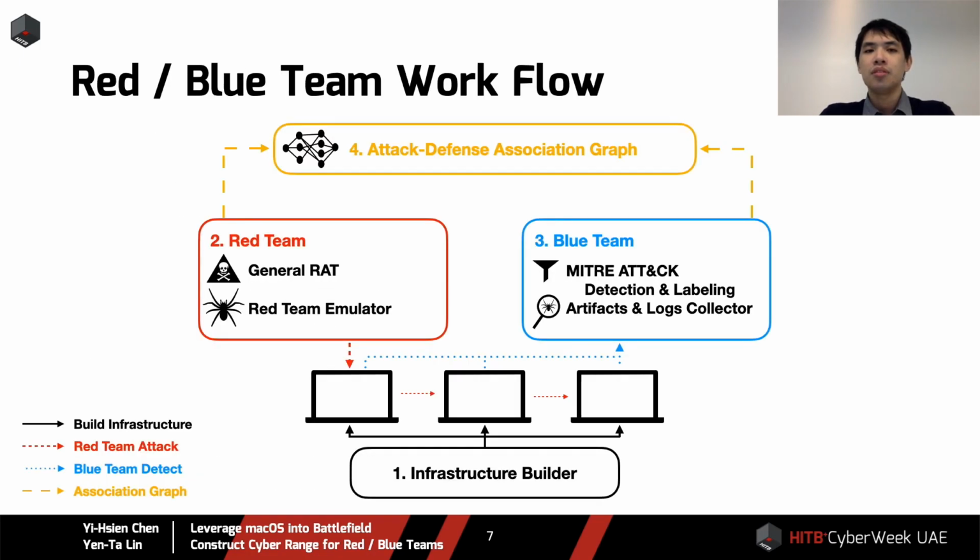Here is the red-blue team workflow we propose. There are four steps. First of all, we have to build an environment with one or more macOS devices. It can be real machines or virtual machines. Then, the red team can attack with our red team emulation tool or any general red team tool. On the other side, the blue team collects any possible evidence for detection and labeling. Finally, we generate an attack defense association graph for evaluation.